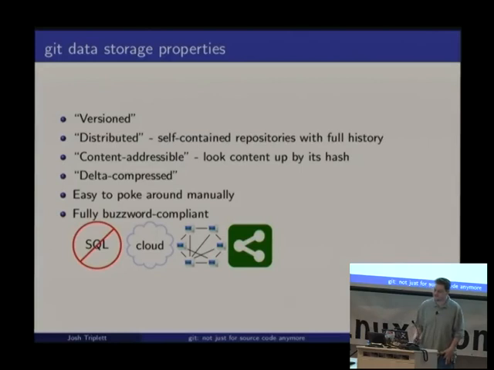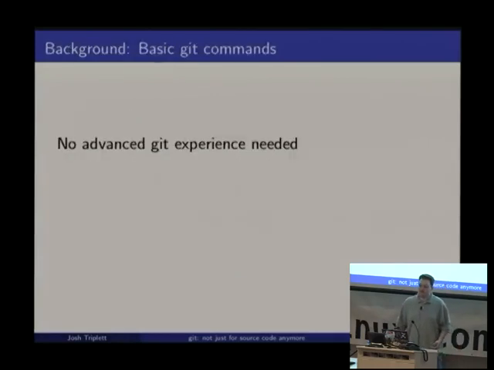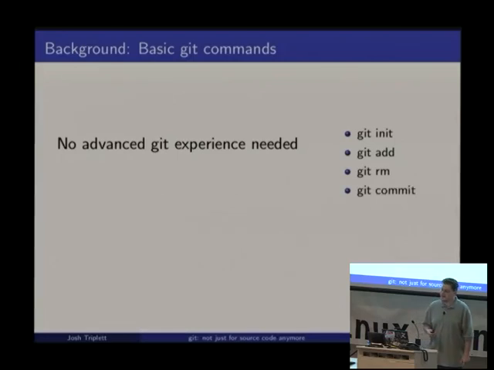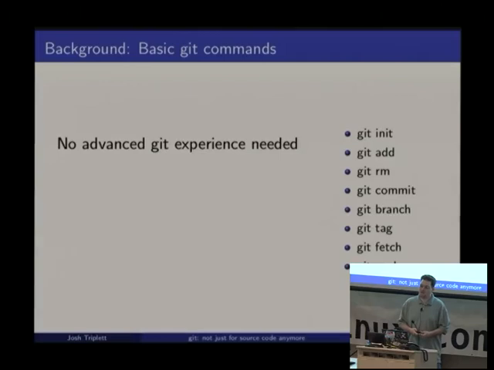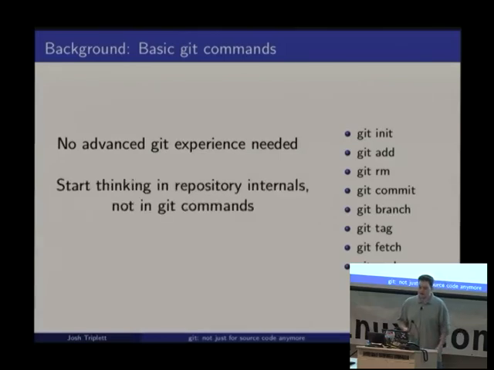So obviously you should have no trouble selling this to the folks who authorize what data store you're using for your next application. So I want to go through a few basic Git commands that you're probably already familiar with. The key thing is you really don't need advanced experience with Git to use Git as a programmatic data store. If you already know how to create a repository, how to add and remove content, how to commit things to your repository, how to create branches and tags, and how to push and pull data around, you've pretty much got everything you need covered. The big thing, though, is you really want to start thinking in terms of repository internals, not in terms of the high-level Git commands you're running.